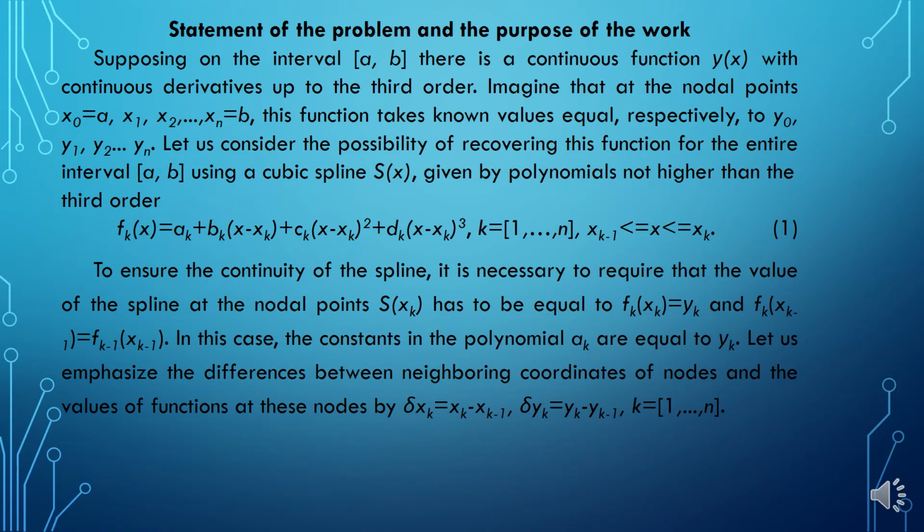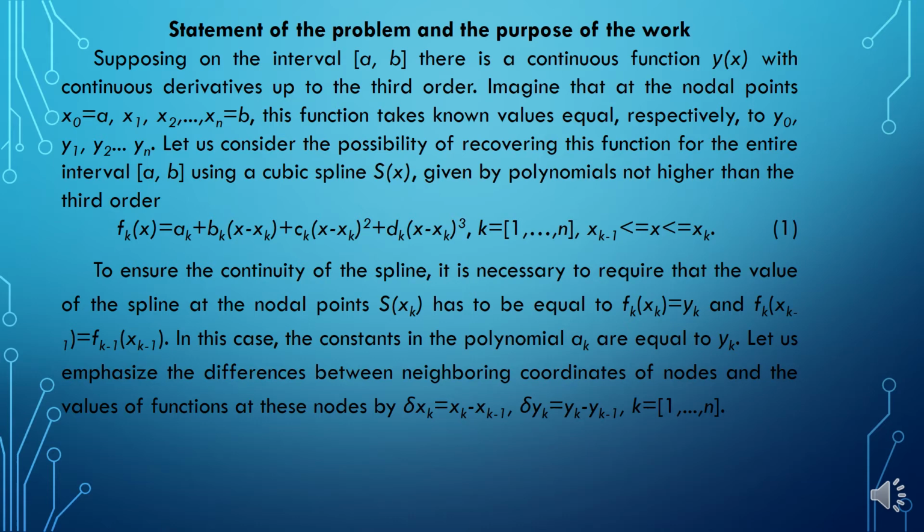Suppose on the interval ab there is a continuous function y of x with continuous derivatives up to the third order. Imagine that at the nodal points x0 equals a, x1, x2, xn equals b, this function takes known values equal respectively to y0, y1, y2, yn. Let us consider the possibility of recovering this function for the entire interval ab using the cubic spline s of x given by polynomials not higher than the third order in the formula on the slide.